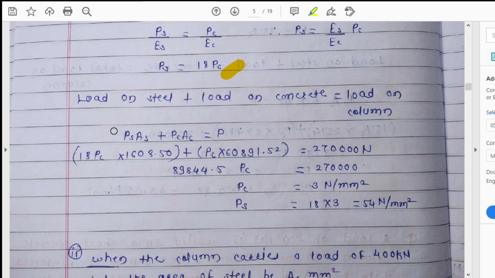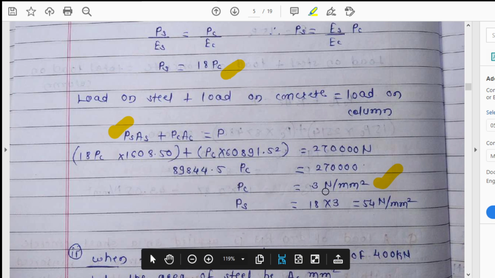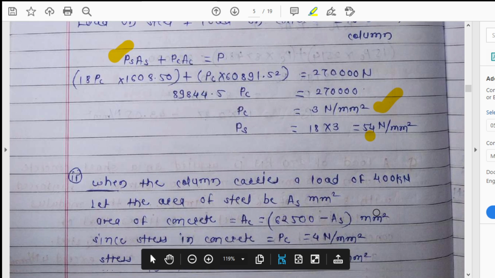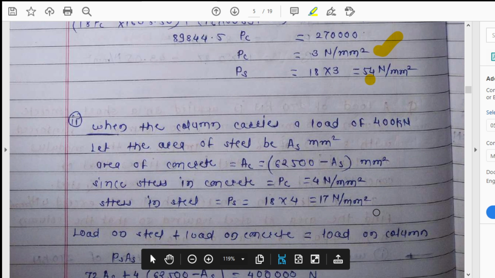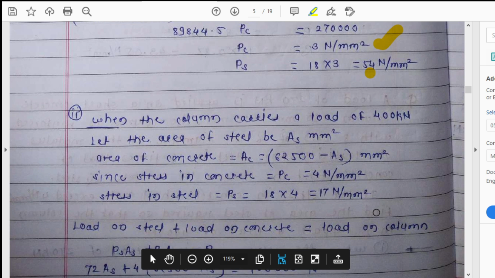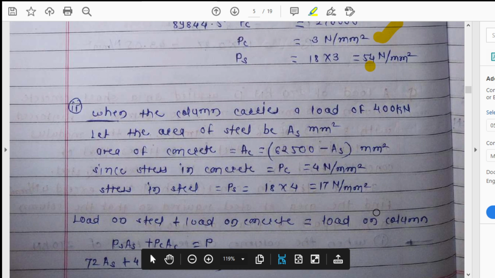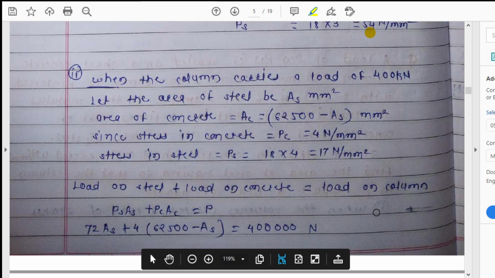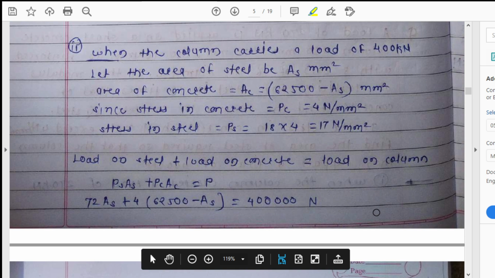Okay, so by using the formula for stress, we'll find out the value of PC as 3 newtons per mm square and PS as PC into 18, so 54 newtons per mm square. This is for the first case, that means when the column carries a load of 270 kilonewtons. But the second condition is when the column has to carry the load of 400 kilonewtons.